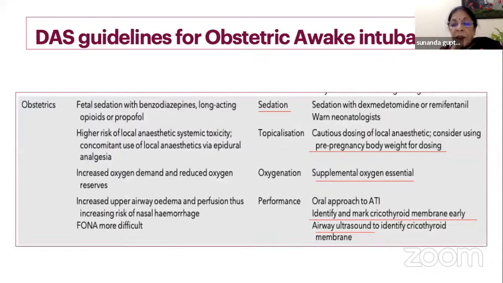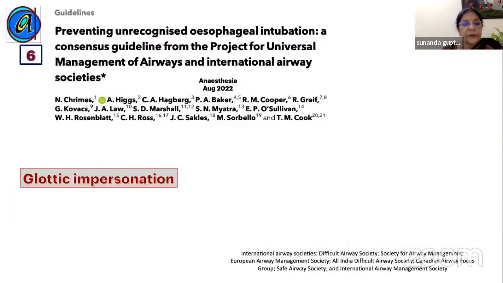Topicalization, the dose of local anesthetic lignocaine should be 9 milligram per kg, but this should be calculated according to the pre-pregnancy body weight for dosing. Now, supplemental oxygen is very essential, and identify the cricothyroid membrane early on with an ultrasound.